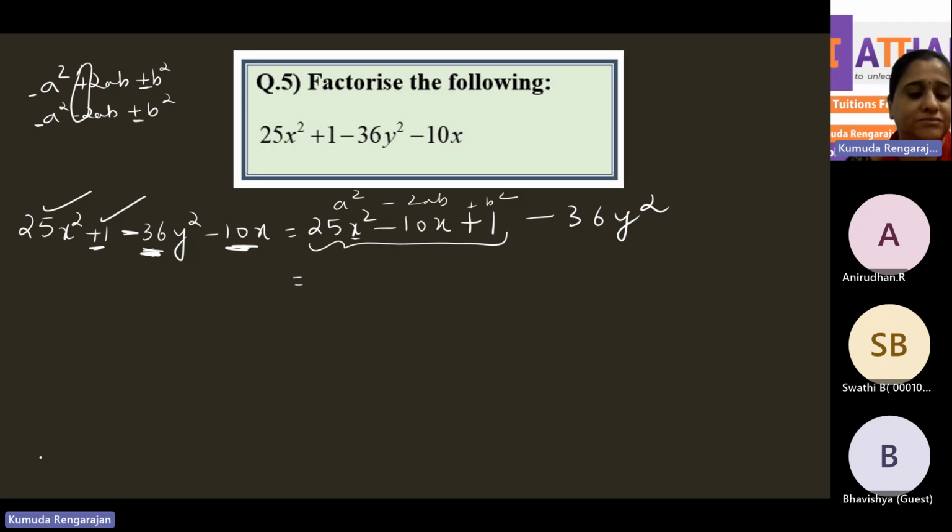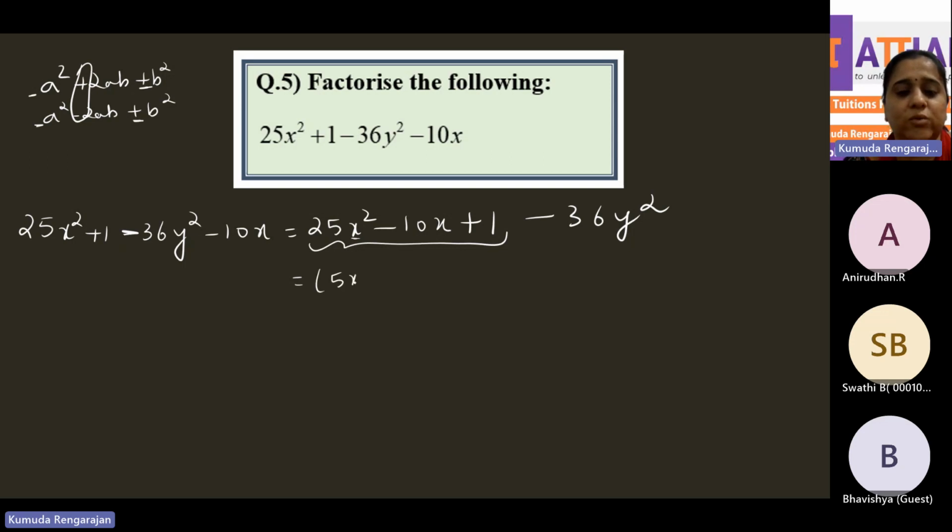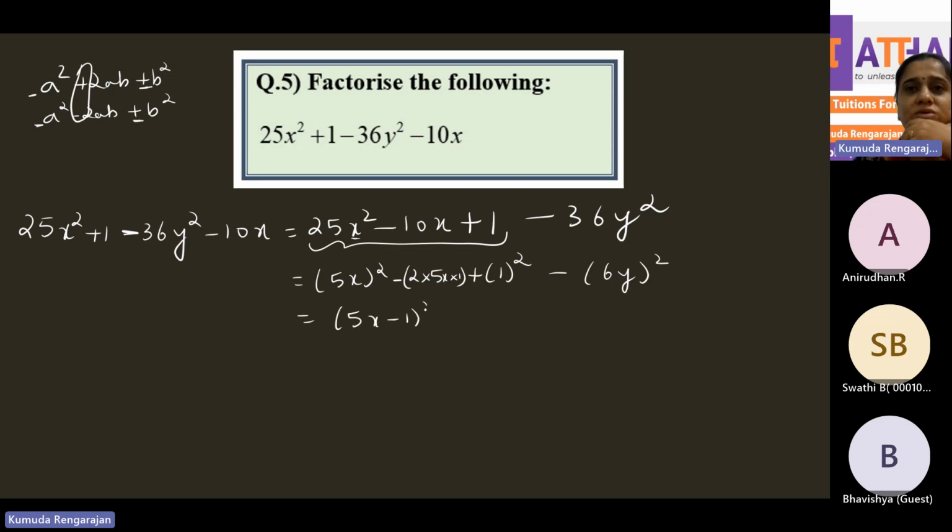So these three terms go to make a square minus 2ab plus b square. Okay, so this is equal to, okay. So these three terms, there's nothing but 5x the whole square, and this is nothing but plus 1 the whole square. So the middle term is minus 2 into 5x into 1, correct? Which is 10x, minus 6y the whole square. Now what is this? a square minus 2ab plus b square, a minus b the whole square, 5x minus 1 the whole square, minus 6y the whole square.